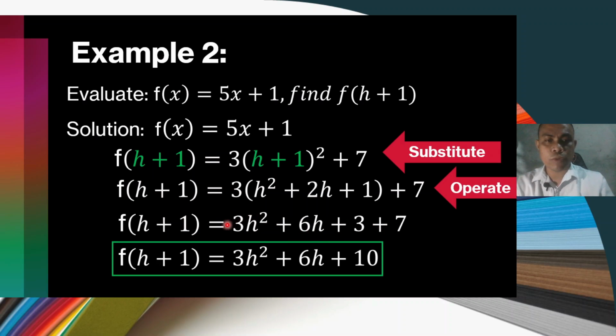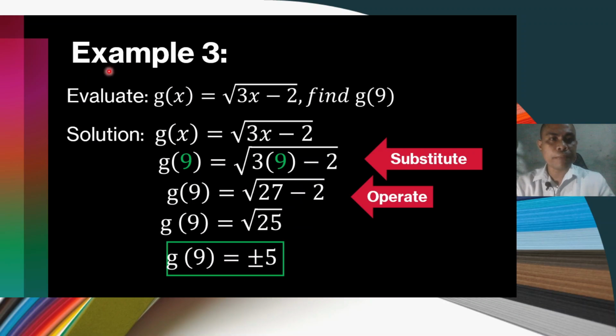Pwede na natin tanggalin ang parenthesis dito, para dali lang i-operate. Next is to operate. Ang pwede na natin ma-add dito, that will be 3 plus 7. So, yung iba, copy na lang siya. So, our final answer is f of h plus 1 equals 3h squared plus 6h plus 10.